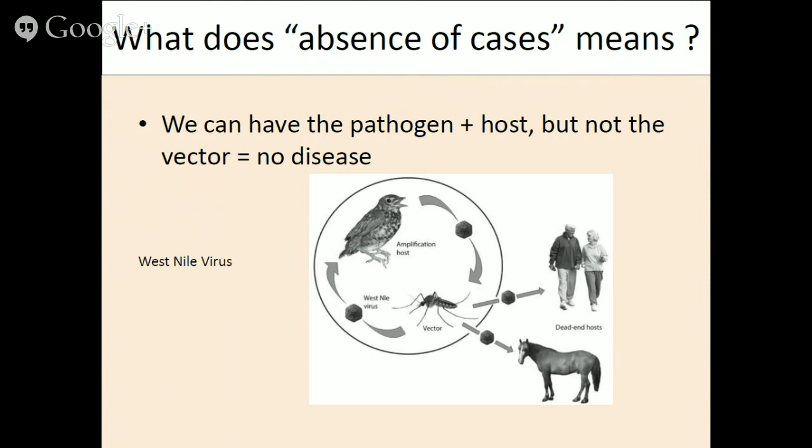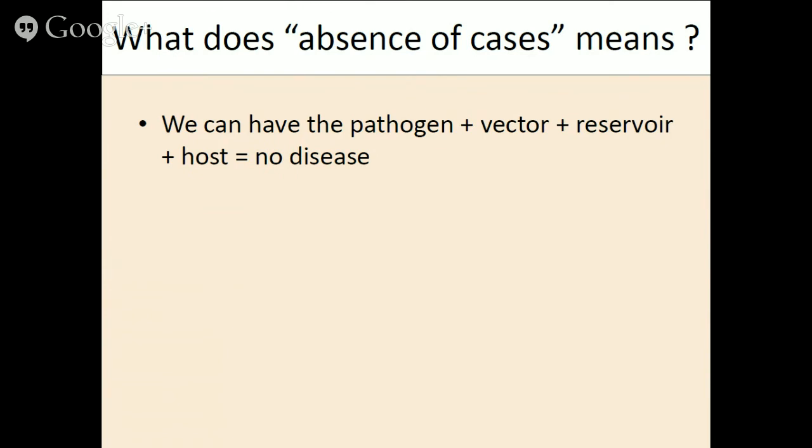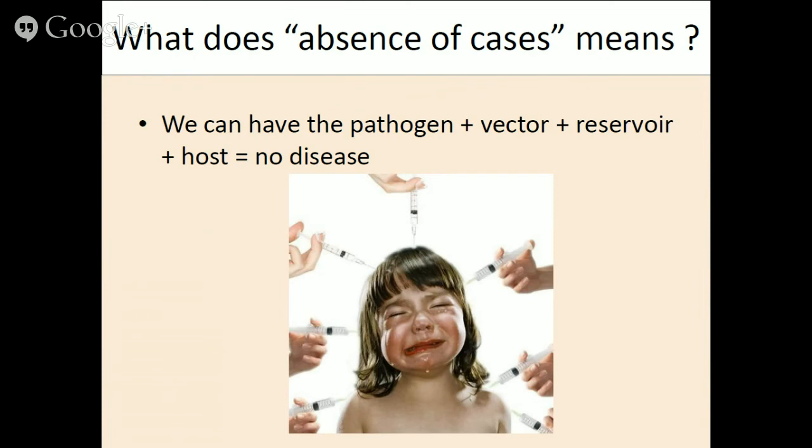To show this, I take the example of West Nile virus, which includes mosquitoes, birds, horses, and people in the system. So if we remove the vector, we are not going to have transmission in the system. But another example is that we can have the pathogen, the vector, the reservoir, and the terminal host in the system, but we are not going to have disease. That's because we are providing immunity to the host. So we have all the components in the system, the pathogen, the vector, but we are not seeing the disease because the population is protected against the pathogen.